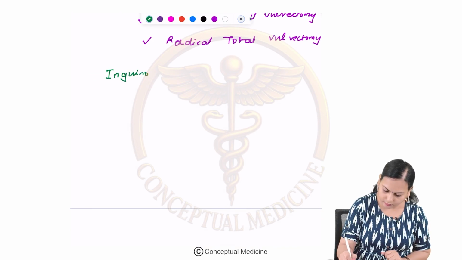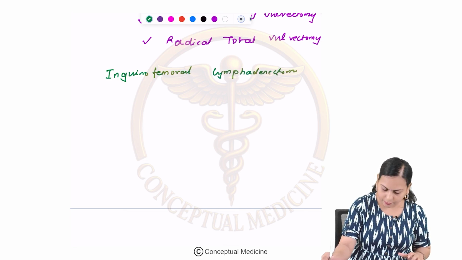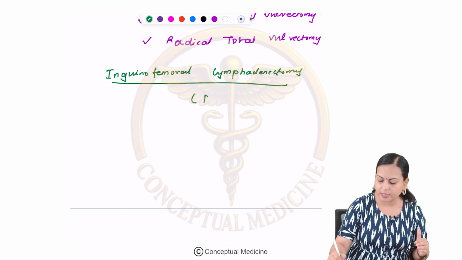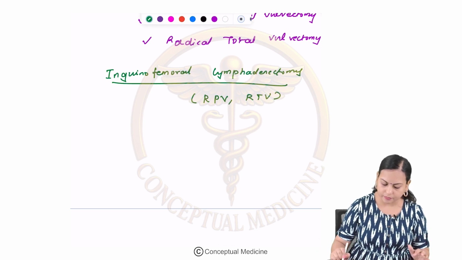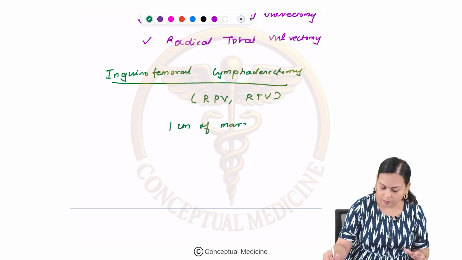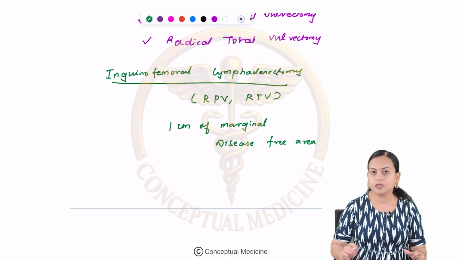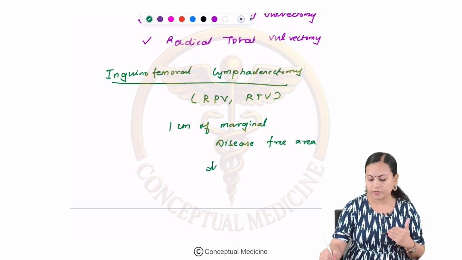Right. Now, inguinofemoral lymphadenectomy is the type of lymphadenectomy that is done with radical partial vulvectomy and radical total vulvectomy. Okay. So, in cases of removal, at least 1 centimeter of marginal disease-free area should be there. Okay, so that it will reduce the risk of recurrence.